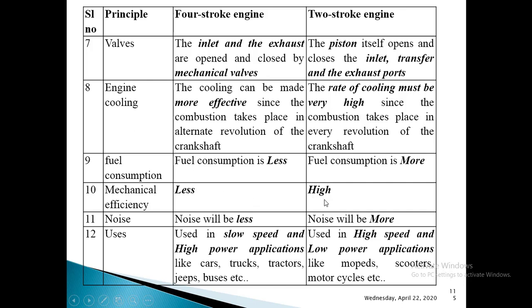Whereas when you come to a 2-stroke engine, as we already discussed, there will not be any valves and all, so moving parts will be less there, thereby friction will be less and we will have high mechanical efficiency in a 2-stroke engine.